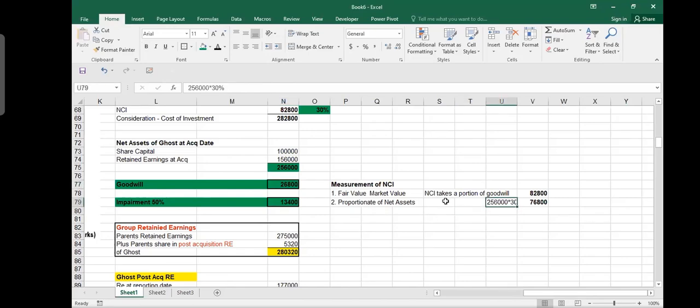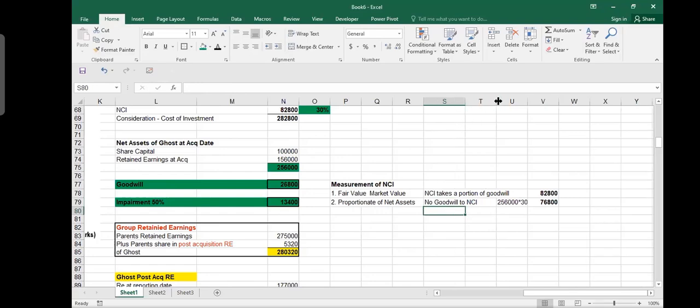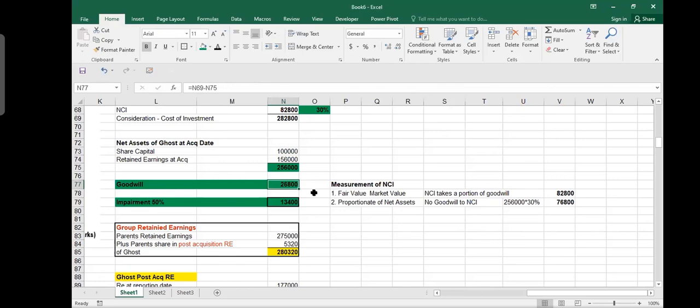I would call it here no goodwill to NCI. I'll repeat the rule again, and then I will show you through calculation. I will prove what I'm saying, but first we need to understand the rule. The question which I raised was that if we calculate a goodwill, which in this case is 26,800, whom does this goodwill belong to? To the parent, to the NCI, or to both? The answer is that NCI has two types of valuation method. You measure NCI either on fair value or on proportionate.